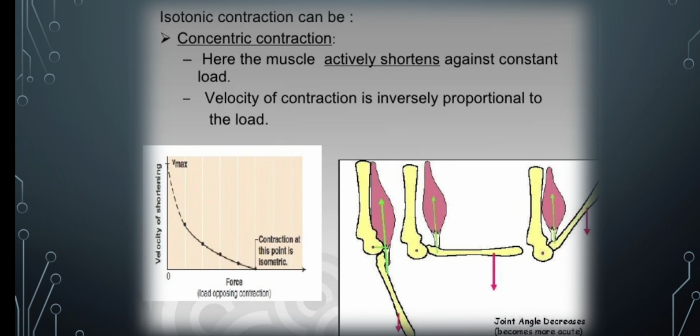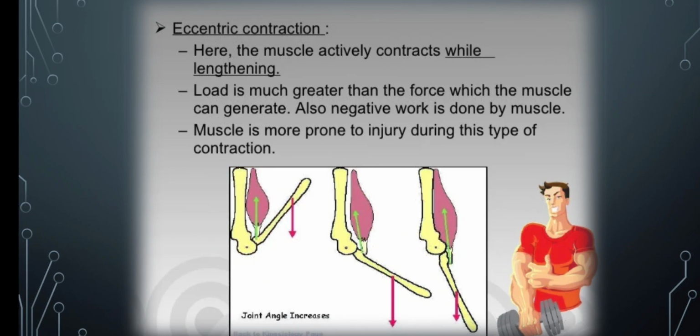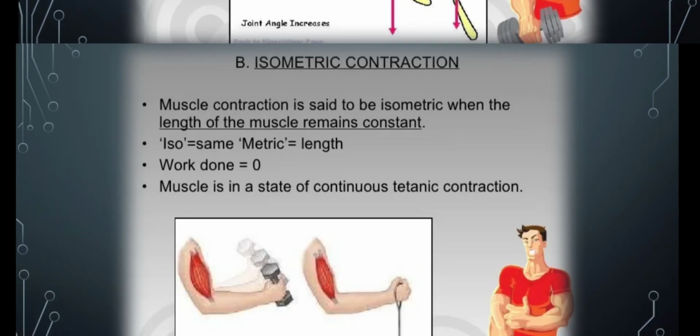Isotonic contraction can be concentric contraction. Here, the muscle actively shortens against a constant load. Velocity of contraction is inversely proportional to the load. Eccentric contraction: here, the muscle actively contracts while lengthening. The load is much greater than the force which the muscle can generate. Also, negative work is done by the muscle. Muscle is more prone to injury during this type of contraction.